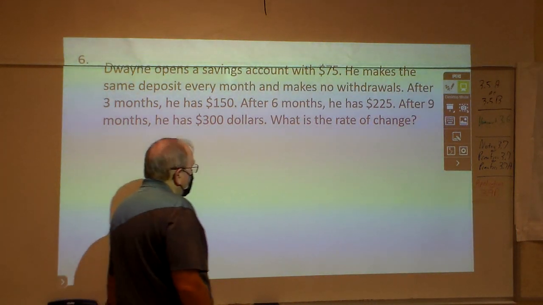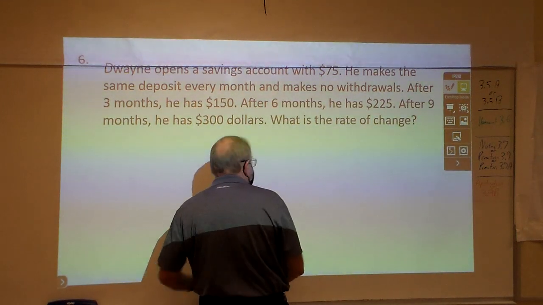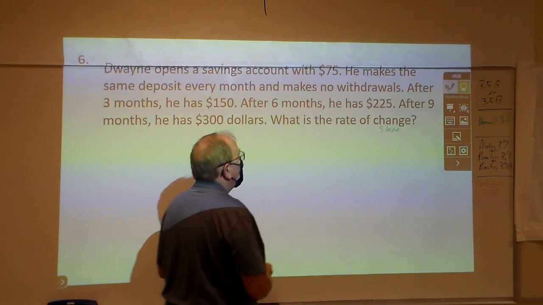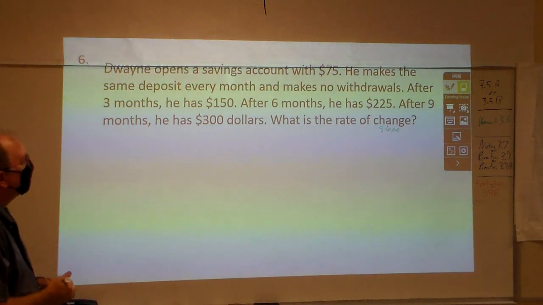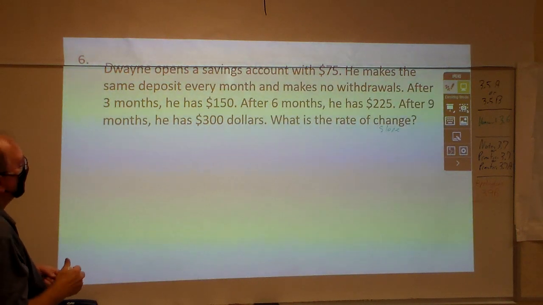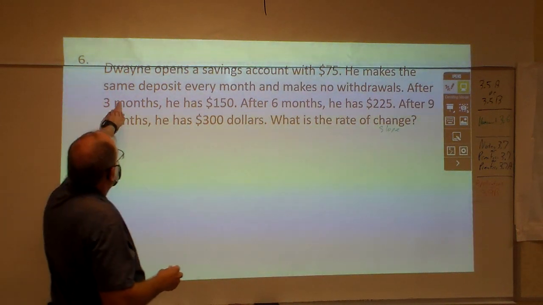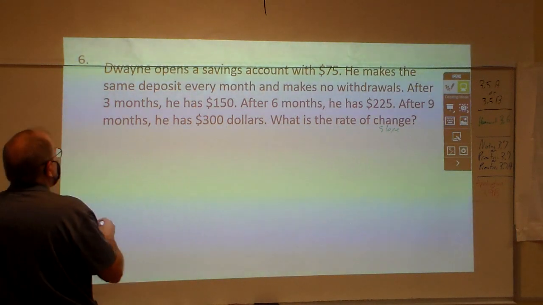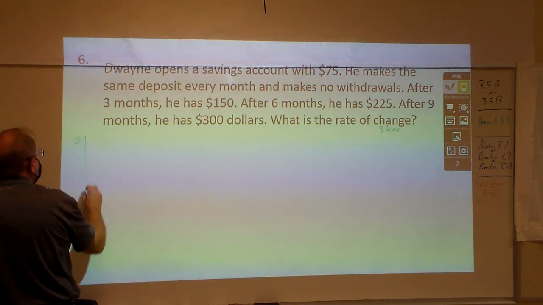Well, the rate of change is another word for slope. It's another word for slope. All right. So here's what I like about this one here. It kind of tells me that the rate of change is he opens a savings account with $75. So I'm going to do this nice little chart here.